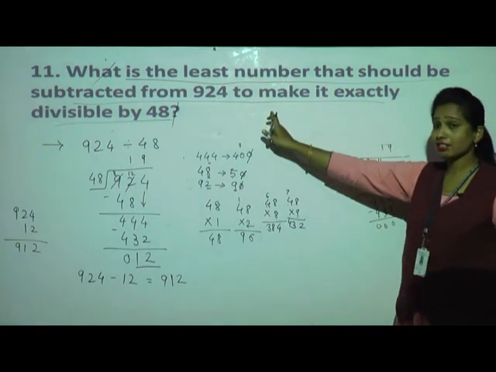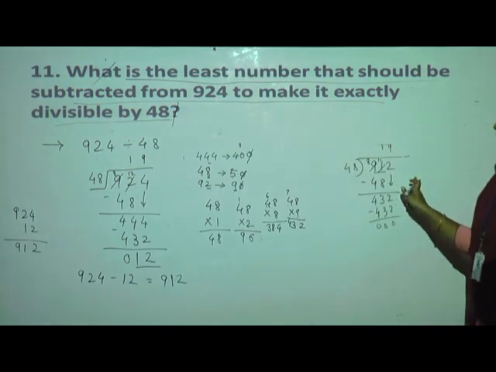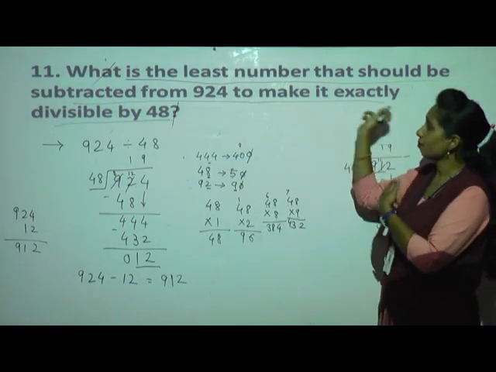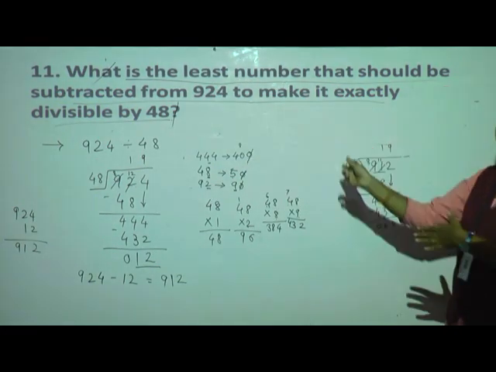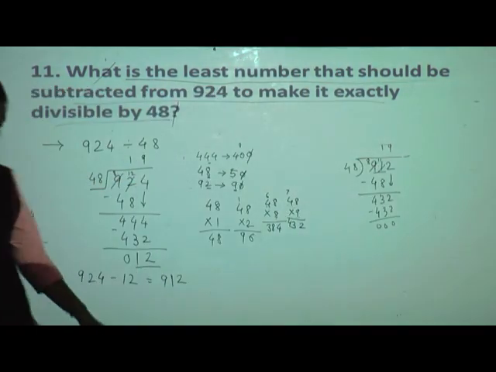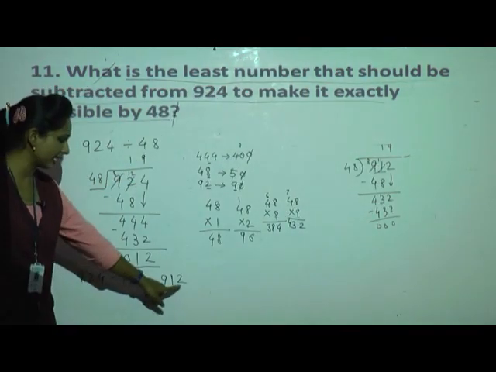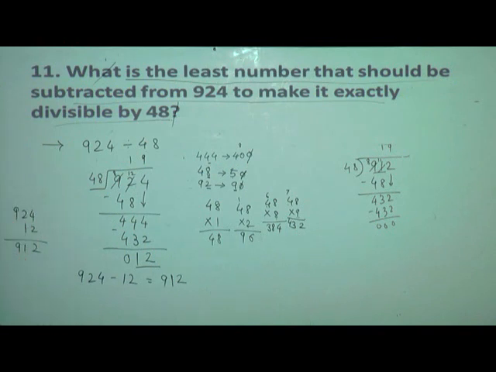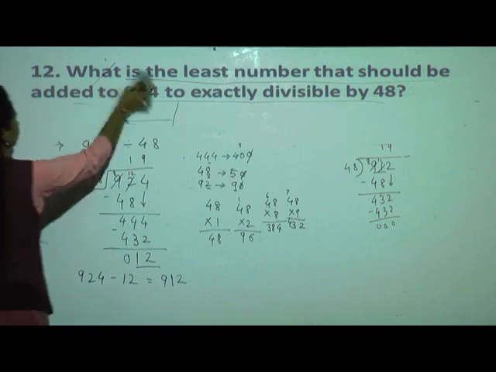But what did they ask? They did not ask what is the exact number. What is the least number that should be subtracted from 924? So the 12 we should subtract from 924. So we will get 912, and that is exactly divisible by 48. Understood? Clear till here? Now one more last example I am going to explain.